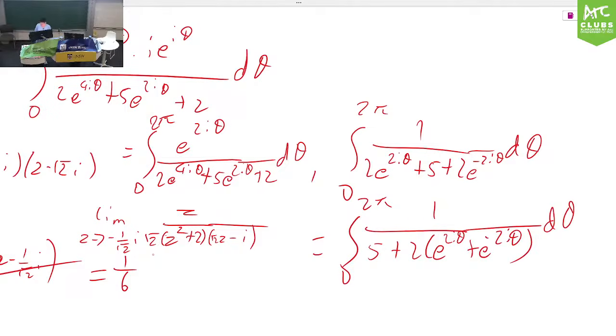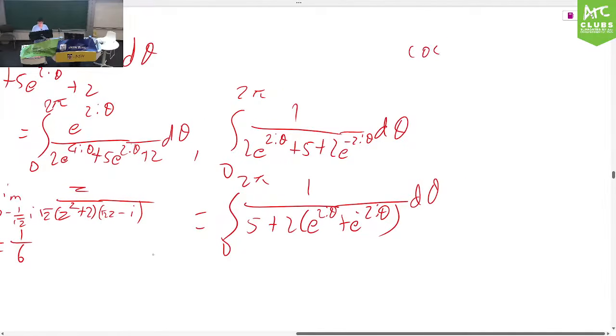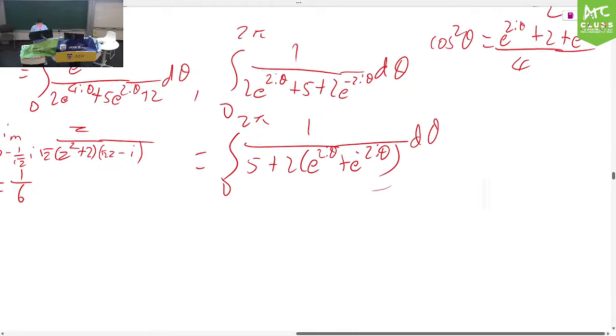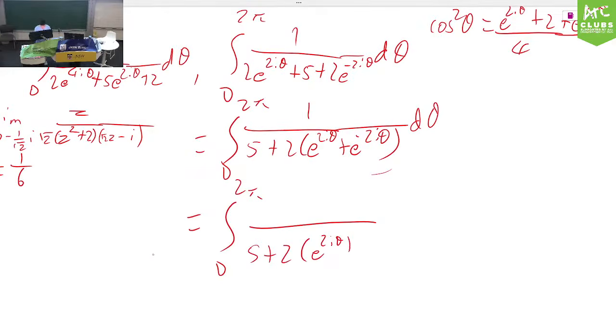So what do we do from here? Maybe some little side work: remember cos theta equals e to the i theta plus e to the minus i theta over 2. If we square the whole thing, that's e to 2i theta plus 2 plus e to minus 2i theta all over 4. So it's quite close to this expression, except we're missing a few things. We're missing the 4 and we're missing the 2. One by one, let's get the 4 in there.